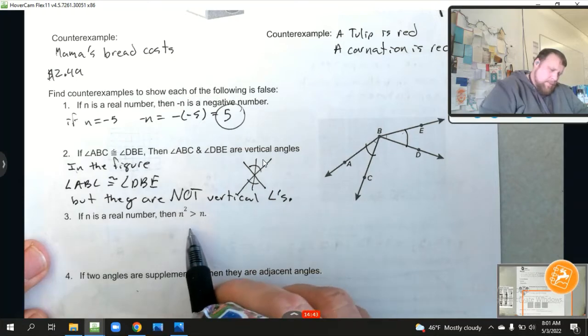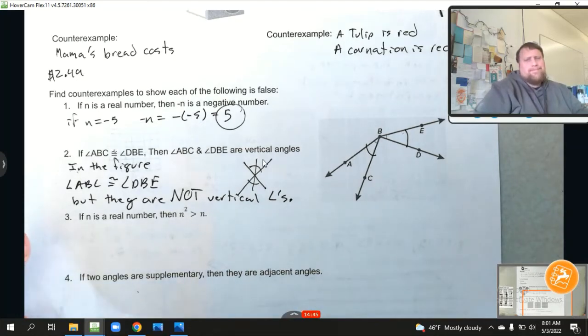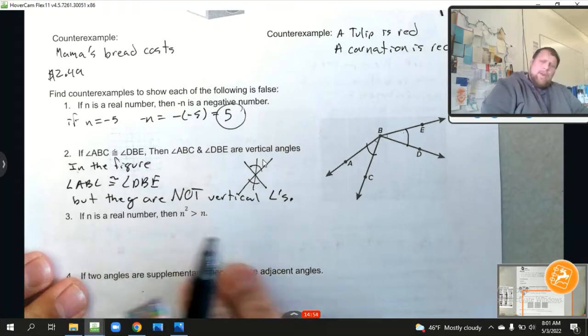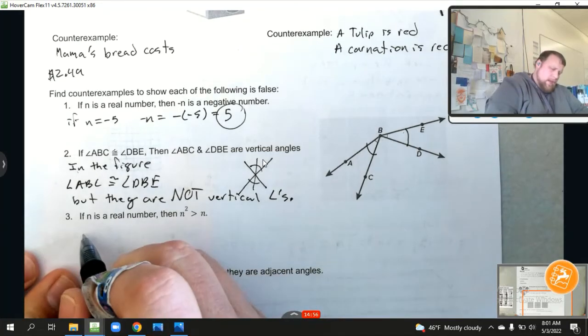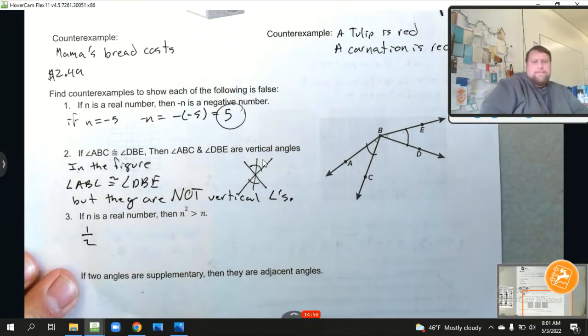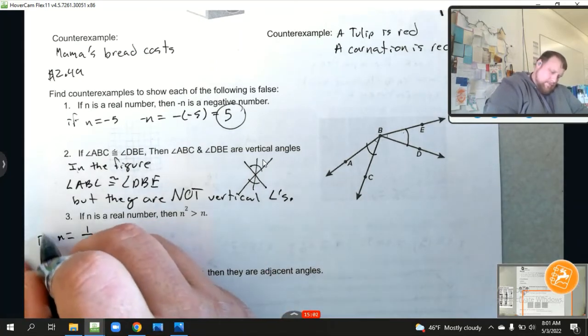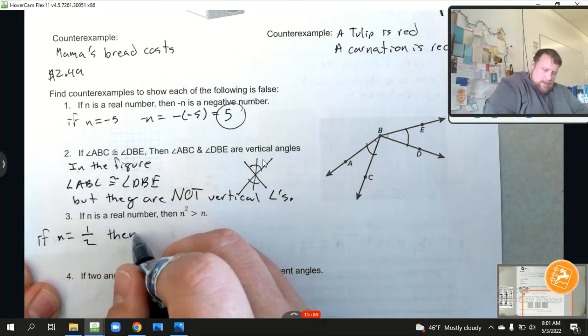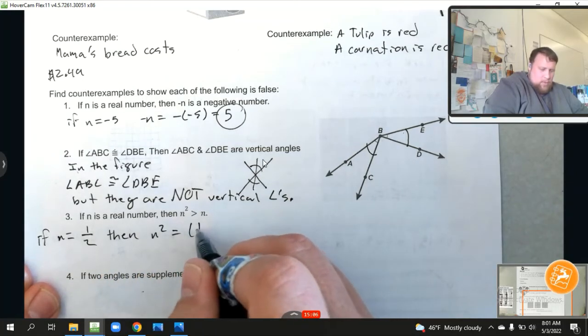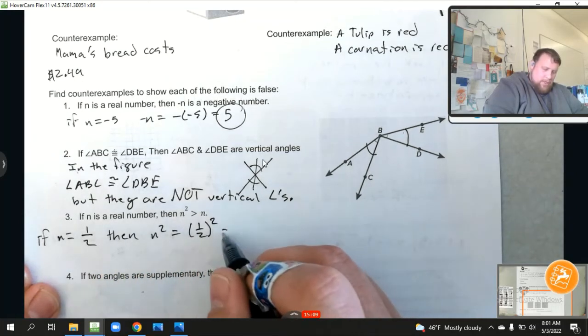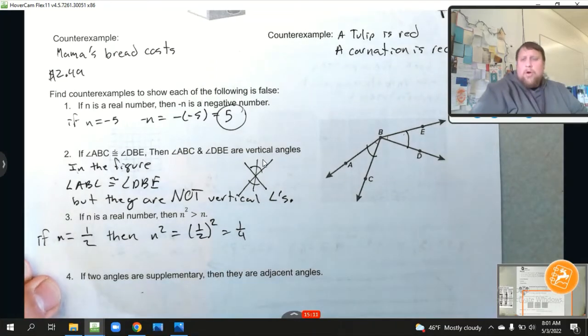If n is a real number, then n squared is greater than n. It seems like it makes sense. 2 squared is 4, 4 is greater than 2. 5 squared is 25, 25 is greater than 5. However, what if the numbers are between 0 and 1? So like 1/2. If n equals 1/2, then n squared equals 1/2 squared, which is 1/4. And guess what? A quarter is less than a half.